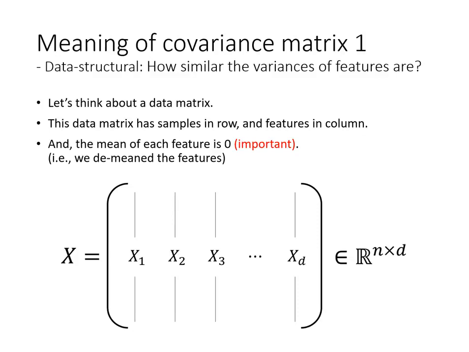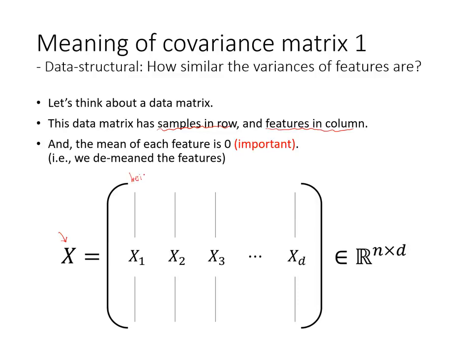So the meaning of the covariance matrix, part 1, the data structural meaning. I just said that the covariance matrix tells you how similar the variances of features are. Okay, so let's think about a data matrix X, and this data matrix has samples in rows and features in columns. What does that mean? Let me just explain the features first.